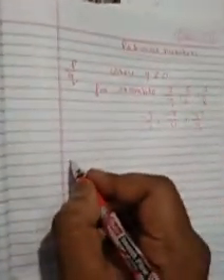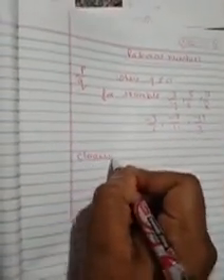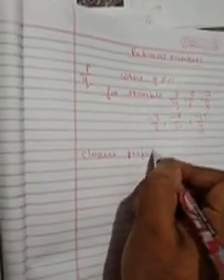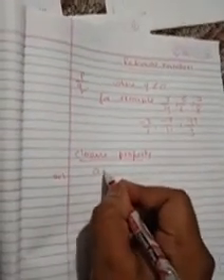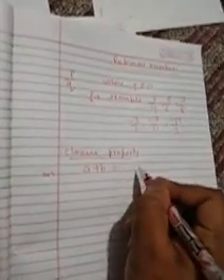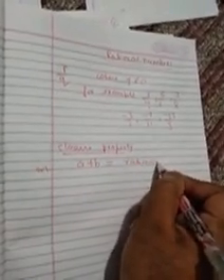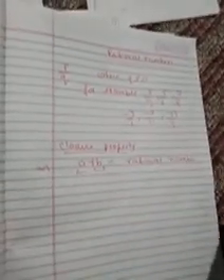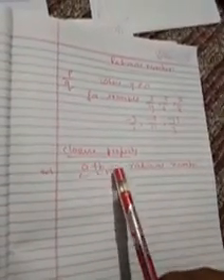Now move to the properties of rational numbers. First is closure property. First, addition of two rational numbers is always a rational number. When we add two rational numbers, for example a plus b, it will always give a rational number, where a and b are rational numbers.